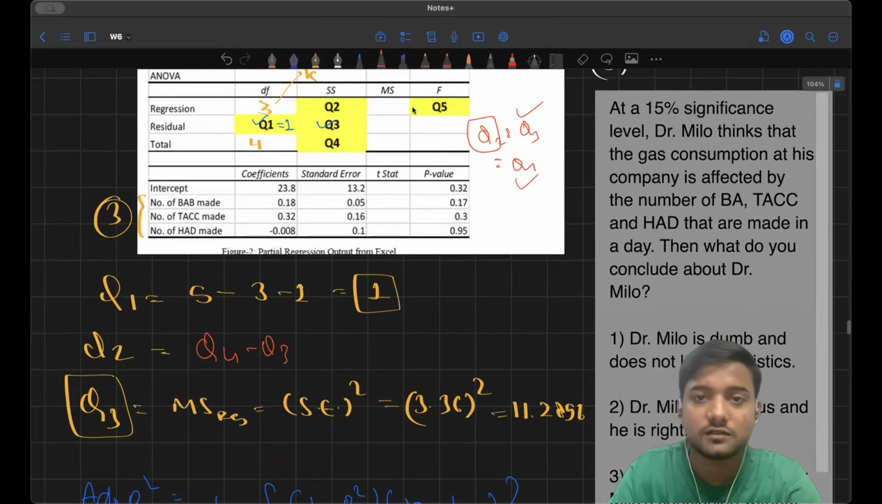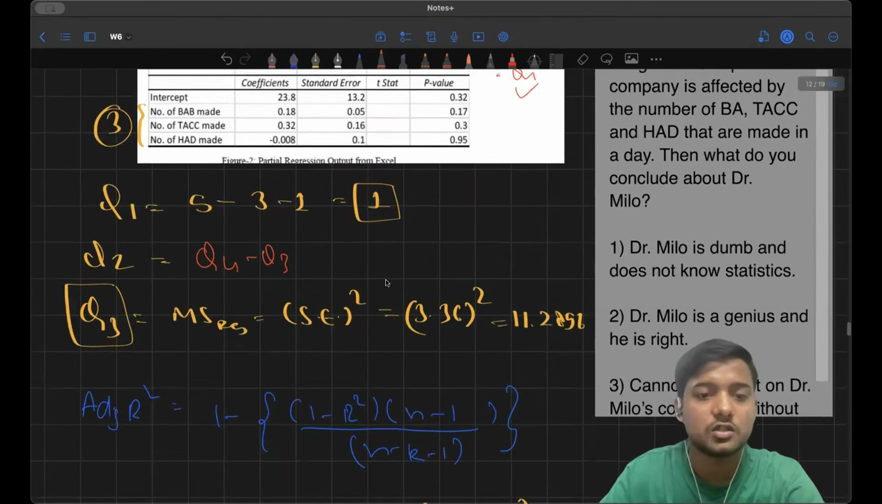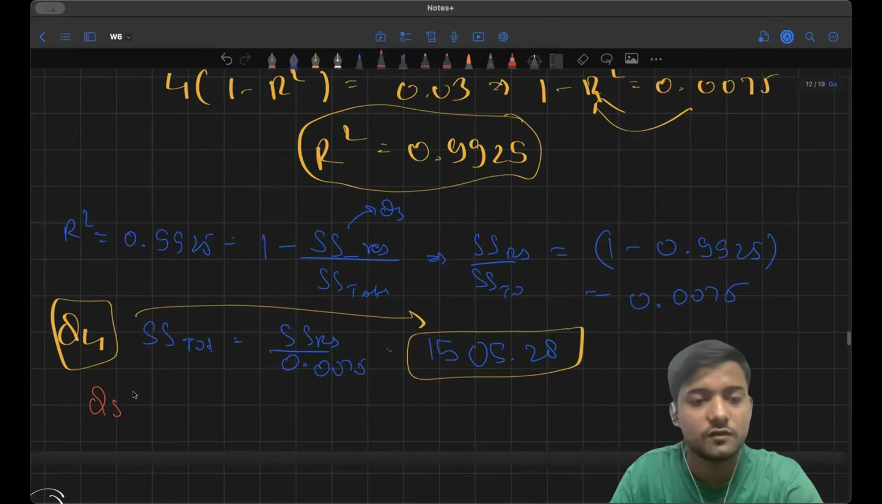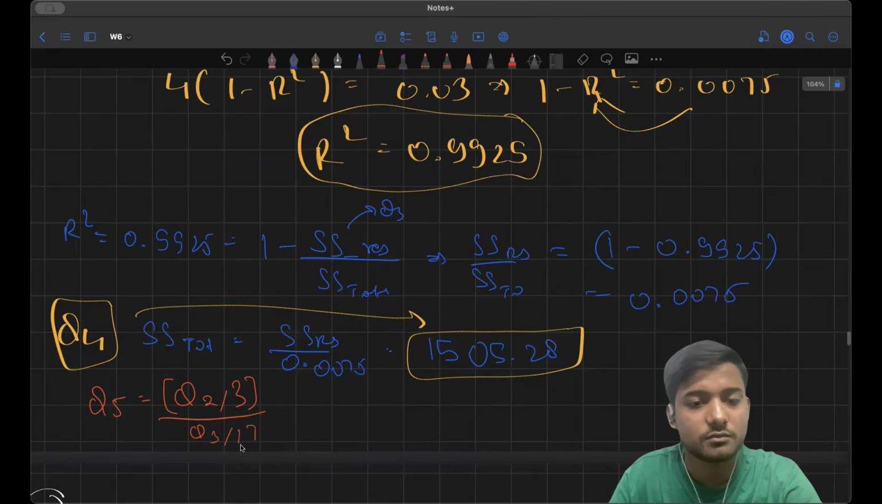Now they're asking the F statistic. For that, you can directly calculate the mean squares. So this will be Q2 by 3, this will be Q3 by 1, right? Sorry, this is 3. So let me write it more clearly. Q2 by 3, this would be Q3 by 1, right? You calculate these things, you can divide them, and you will get this thing. So I'll also write for Q5. Q5 equals Q2 by 3, this whole thing divided by Q3 by 1, right?